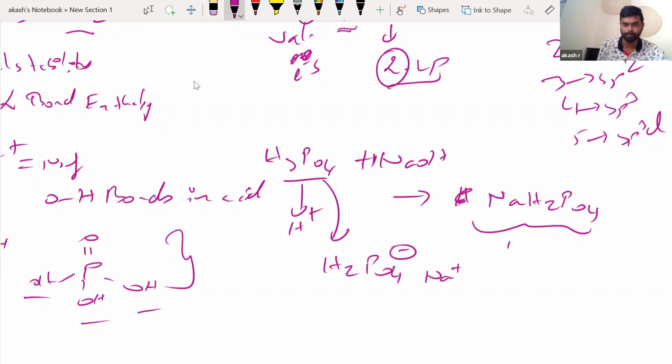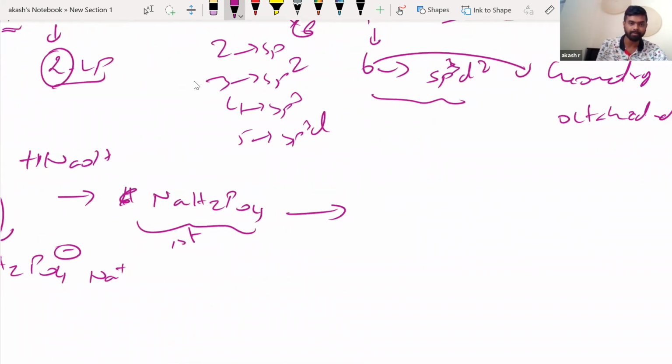H2PO4 minus and Na plus. This is my first salt, right? Now again I can add one more NaOH. Now again one more hydrogen will be replaced, so you will form Na2HPO4. Right? This is the second salt.